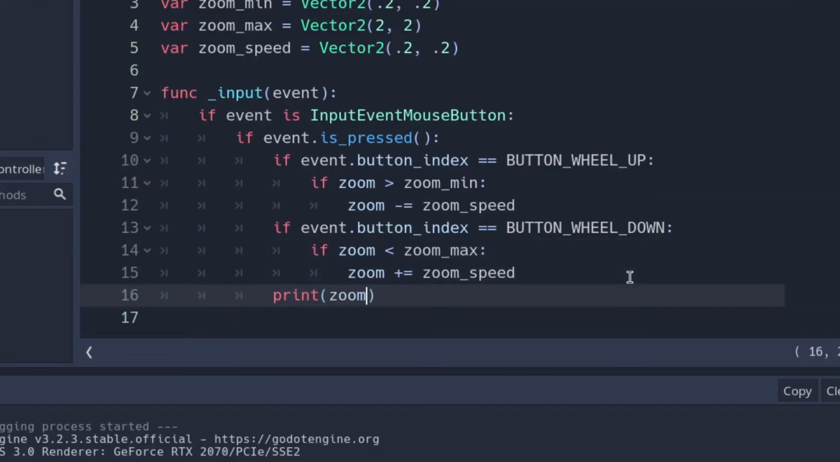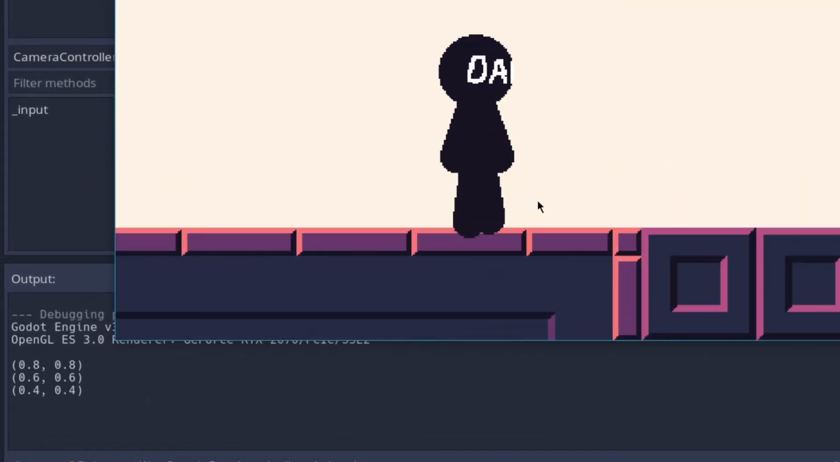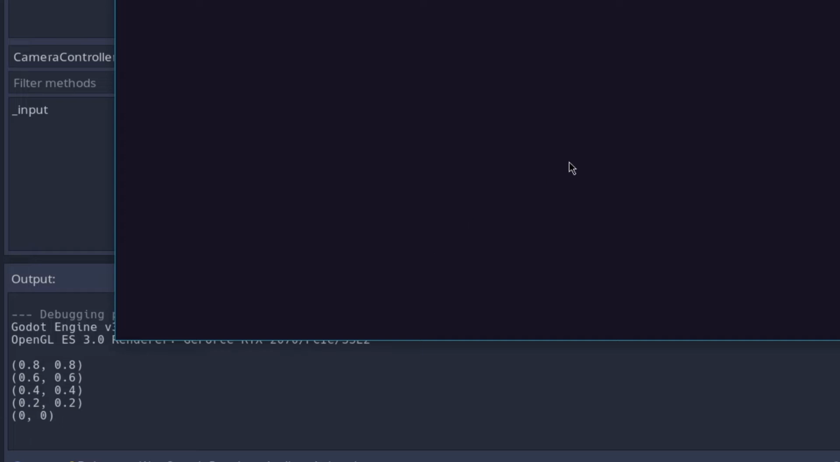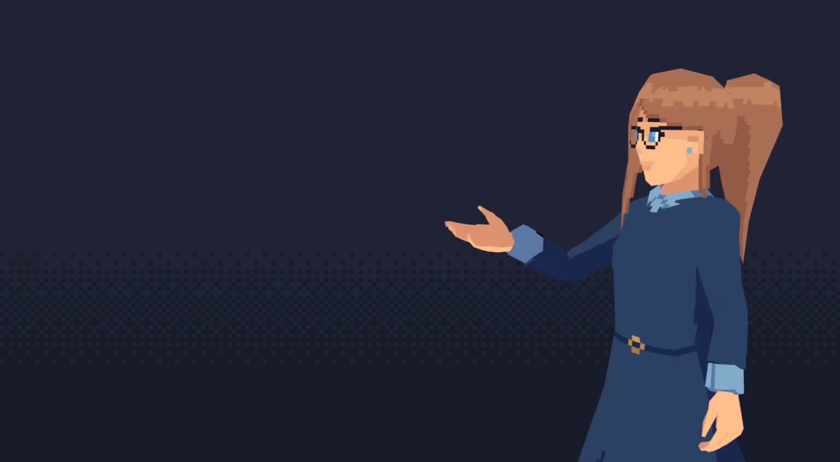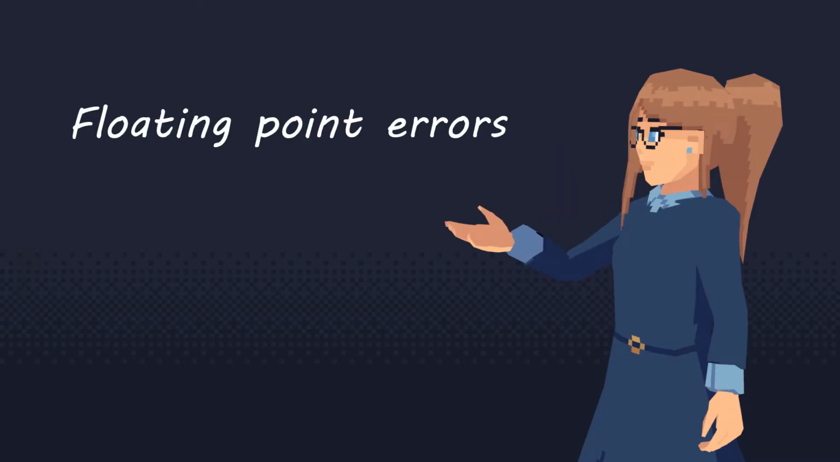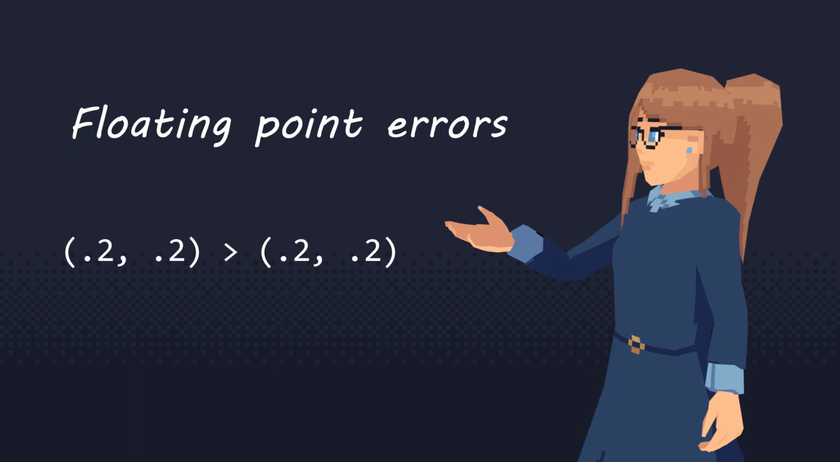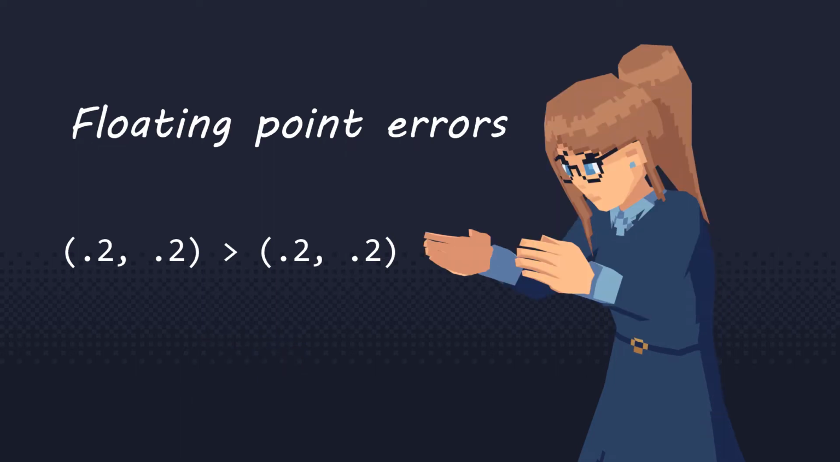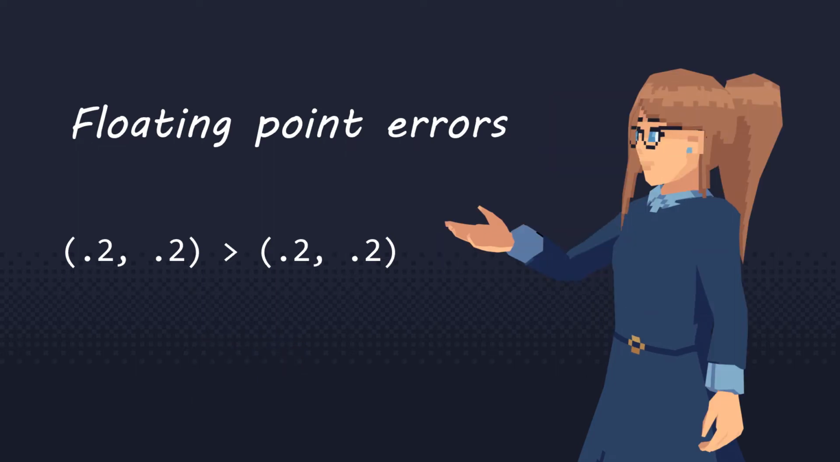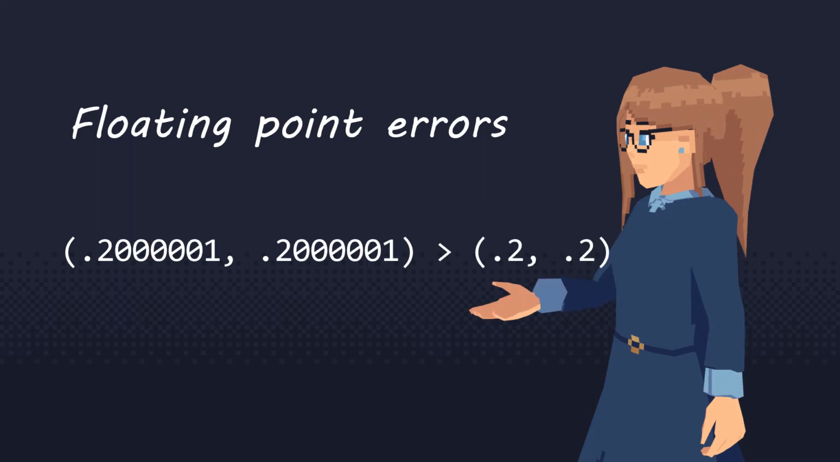If we quickly add a print statement to check it, you can actually see it goes to 0.2, but we can actually go one step further. This is most likely because of floating point errors. If we ask the computer, is this vector bigger than this one? It will answer no. But if we change one of the vectors a couple times using mathematical operations, it might answer yes, which is wrong. Because of floating point errors, the computer might actually see this instead, which it counts as correct.